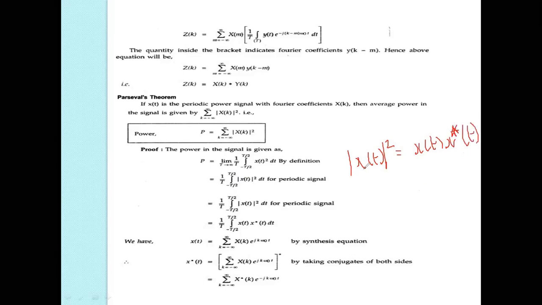Got it, my dear students? Whenever it's the squared magnitude of x of t, it is x of t and x star of t. So see here, P is equal to 1 by T, the integral from minus T by 2 to T by 2, x of t and x star of t dt.